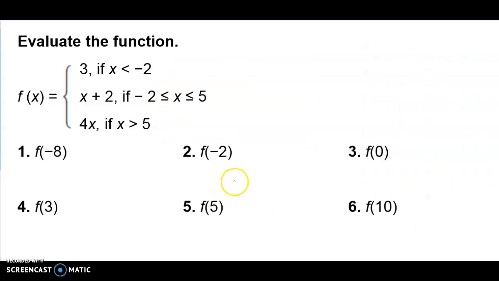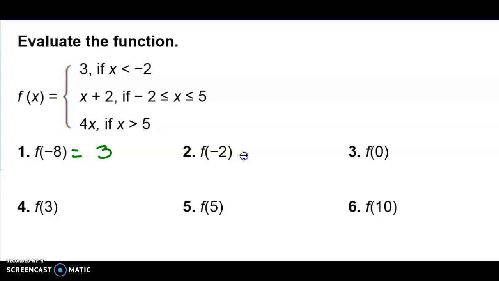The next question is, how are you going to evaluate a function if it has 3 different domains? Well, for example, in number 1, f of -8. In which domain does -8 belong? So -8 is less than -2, right? It's to the left of -2. So that means you're going to use the first expression to find the answer. So since -8 is less than -2, our answer here is 3.